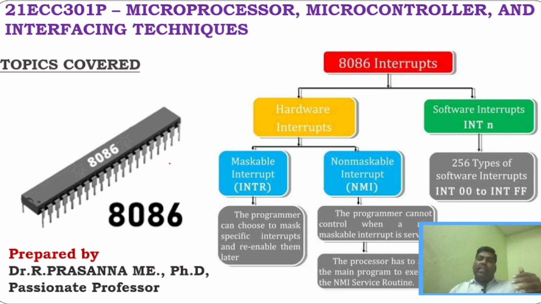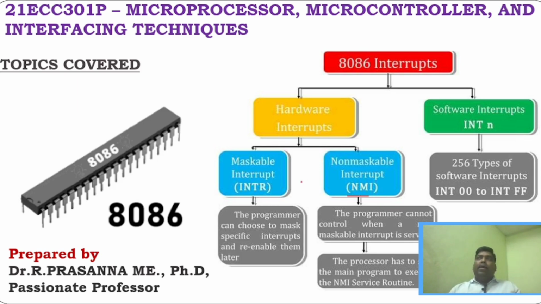Whenever we say different types of interrupts in 8086, they can be hardware interrupts and software interrupts. When we say hardware interrupts, there are only two: the maskable interrupt and the non-maskable interrupt. The non-maskable interrupt is the NMI interrupt and the maskable interrupt is the INTR interrupt. We have already seen what a software interrupt is: it runs from 0 to 255, so there will be 256 software interrupts in total.